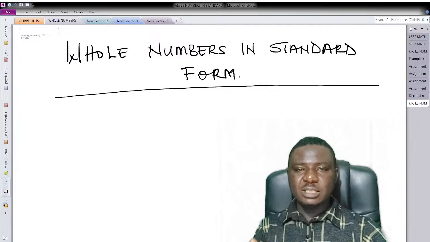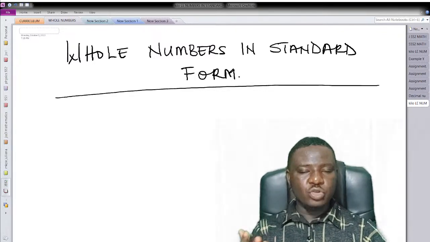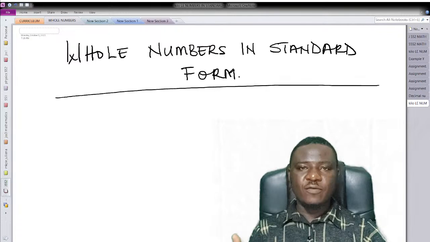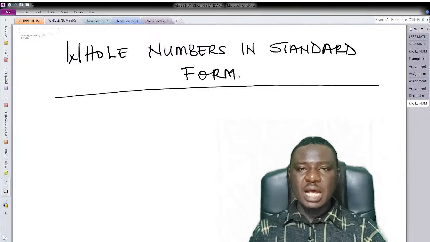At the last class, I introduced you to standard form, where I gave you some numbers in ordinary form and how they can be converted from ordinary form to standard form. In today's class, we shall look at how to convert or express whole numbers in standard form.